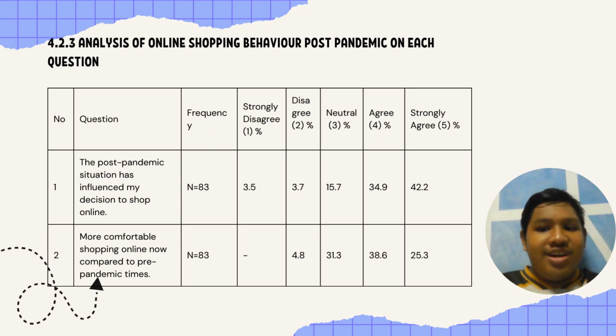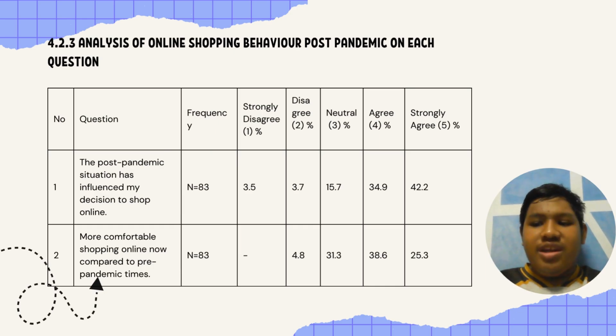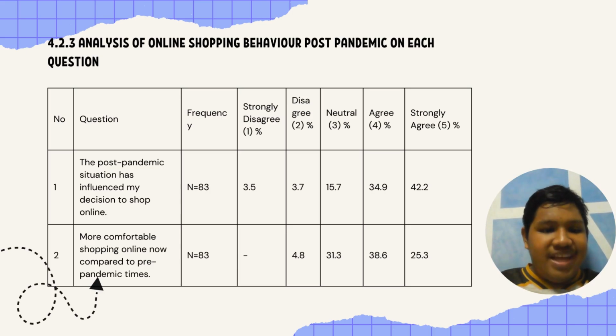Okay, for the first question, most respondents strongly agree, with 42.2%. This indicates that most respondents admit the post-pandemic situation has influenced them to shop online, which enhances online shopping behavior post-pandemic. Okay, for question 2, most of the respondents agree that they feel more comfortable shopping online now compared to pre-pandemic times, with a percentage of 38.6%.